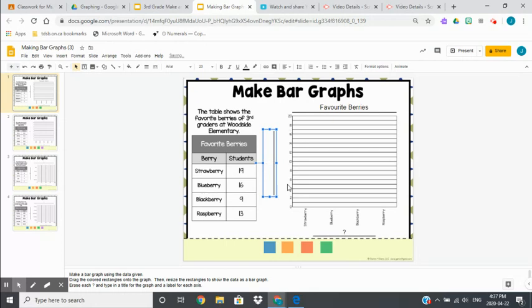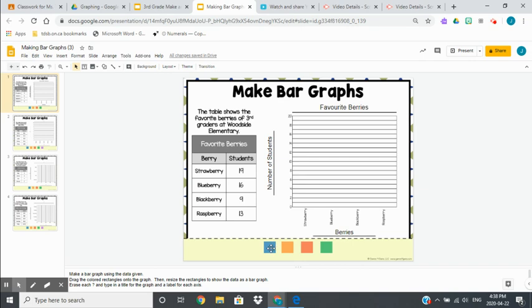So I'm going to go ahead and label these numbers. These are the number of students. Great. And then I'm going to label the bottom graph as well. Erase that question mark. The bottom graph was pretty easy for me because I can see that these are the types of berries. All right, now that I've got my title and my labels on my graph, I'm ready to input the data. So I'm ready to take these numbers and show them using bars on my bar graph.